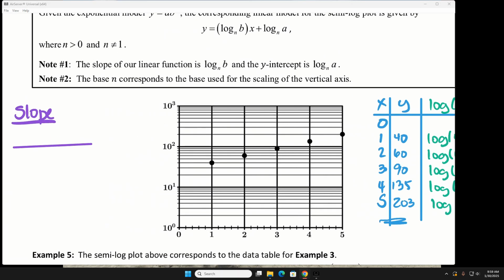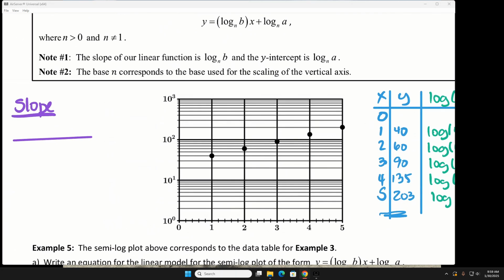So we would do, I'm just going to use the first 2 points, log of 60 minus log of 40 over 60 minus 40. Just kidding. What does it need to be over? It still needs to be x's. 2 minus 1. All right, now this one works out a little easier than one of the ones you guys have to do, because on that denominator, that's just 1. And so it's log of 60 minus log of 40 over 1, which we don't need to write.